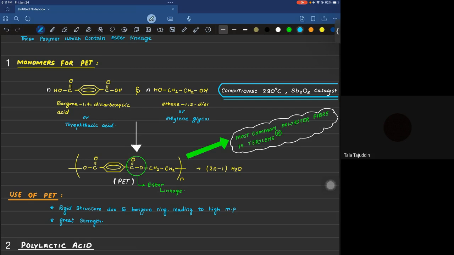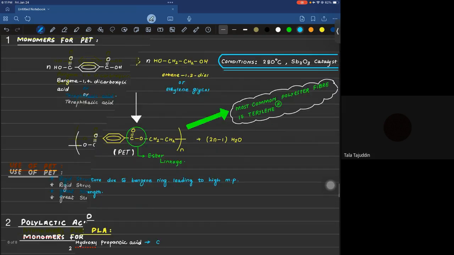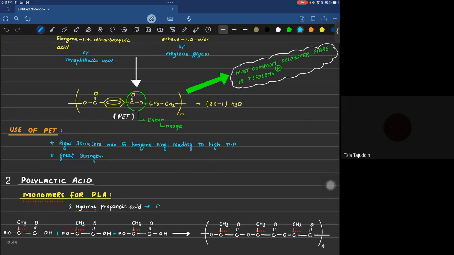Ester linkage. Okay. Then it's sterile, so it has a rigid structure, because it has a benzene ring.